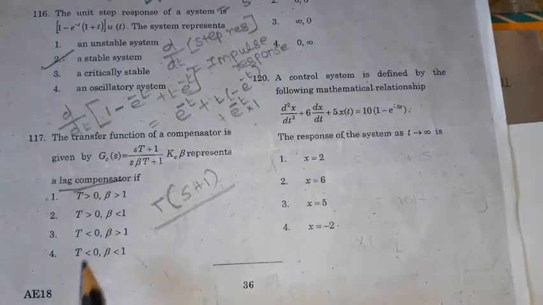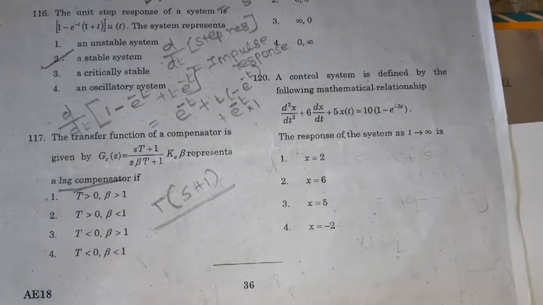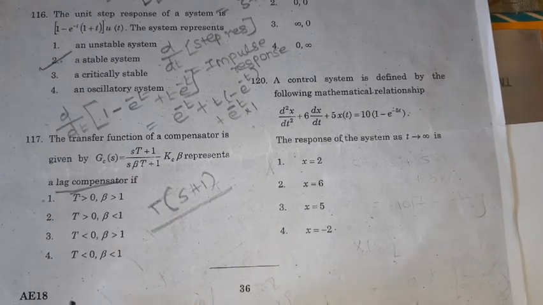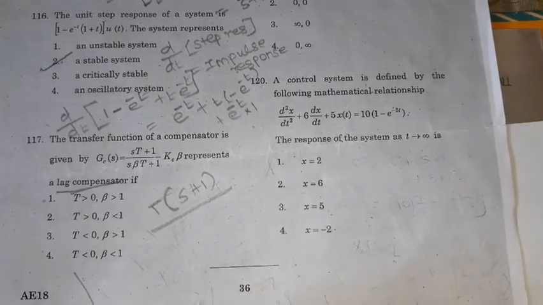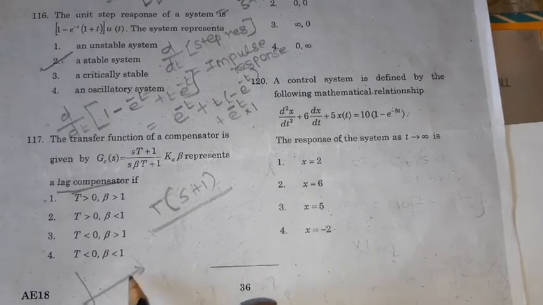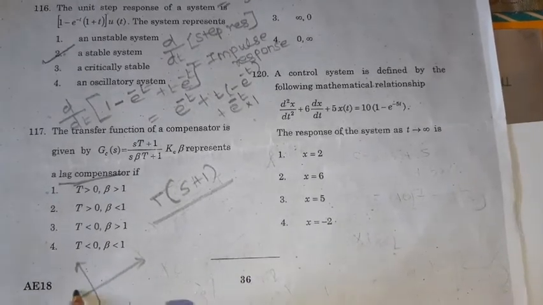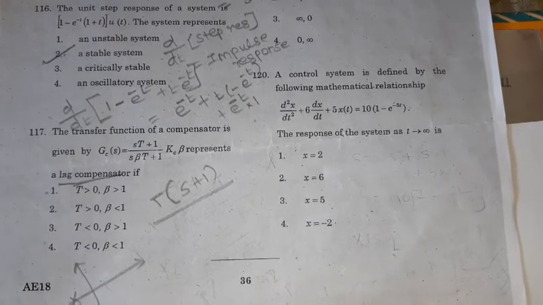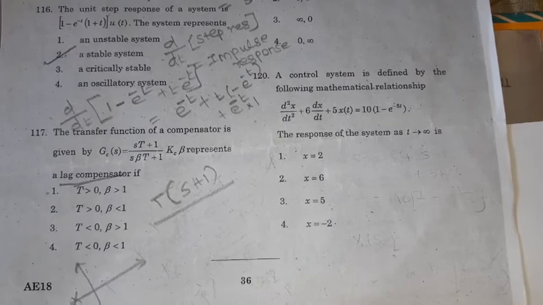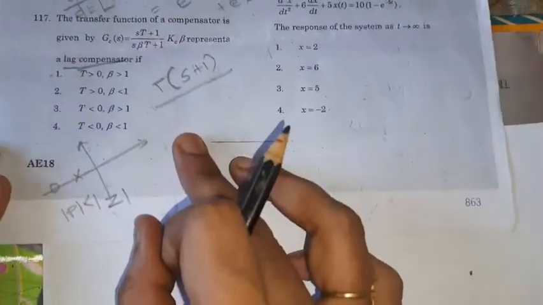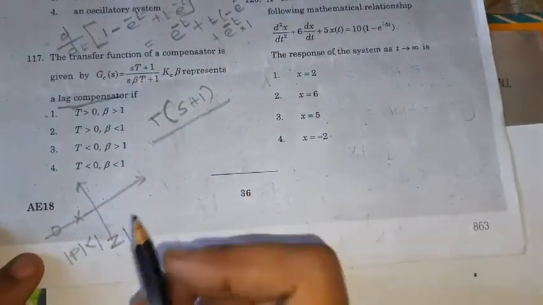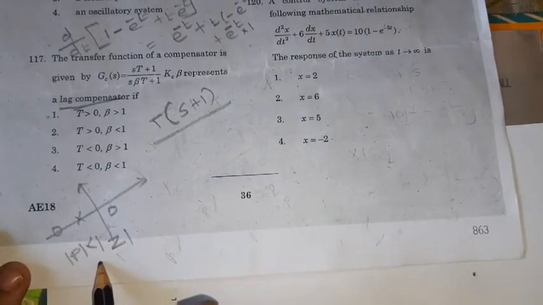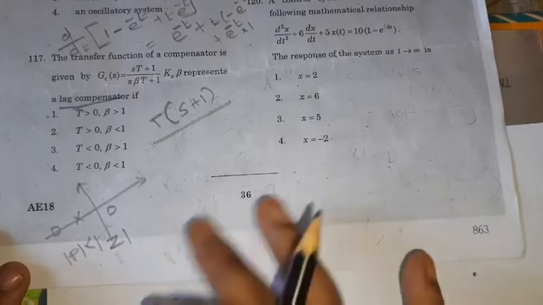For the lag conditions, four conditions are given. We need to find out which condition will satisfy. Actually, what is a lag compensator? A lag compensator is nothing but the pole is very near to the origin. So modulus of P is less than modulus of Z. This is the condition for the lag compensator. The pole is very near to the origin compared to the zero. So modulus of P is less than modulus of Z.